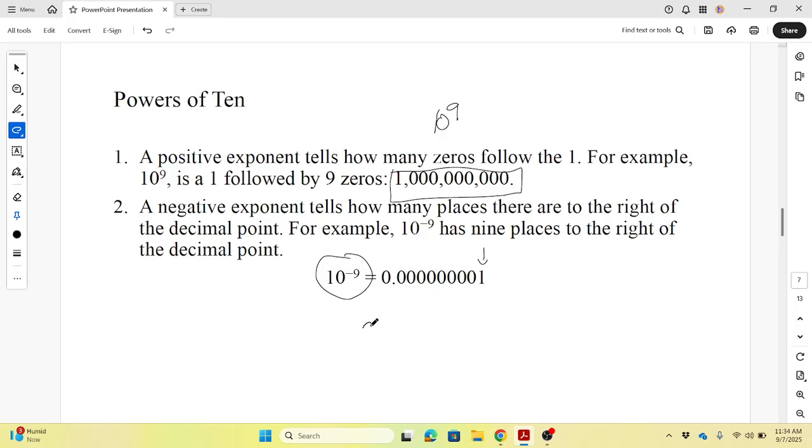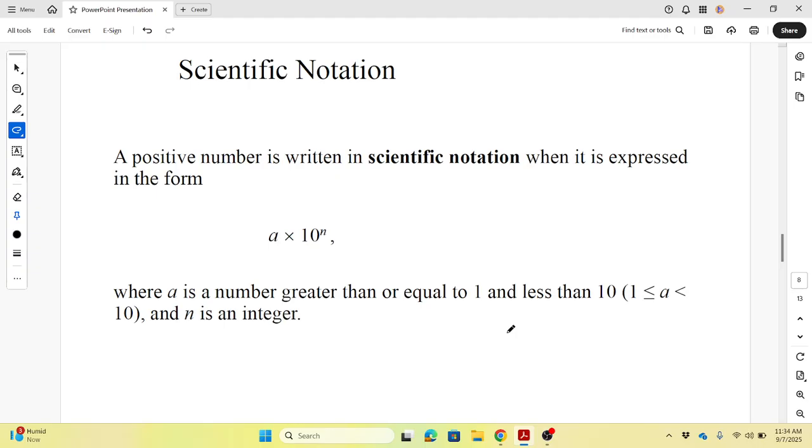Let's say you have some other example. 10 to the power negative 5: you start with the decimal sign, and then you count 1 2 3 4. The fifth position would be our first number. That's the power of tens. Scientific notation means if you express any number in this form, that's called scientific notation.